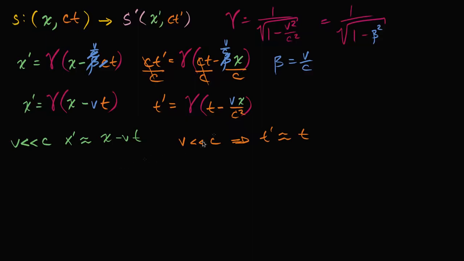So hopefully this starts to give you a little bit of intuition. Start evaluating this. Evaluate this for v's in our everyday life, and then see what happens when v starts to approach 0.8 times the speed of light, 0.9c, 0.99c. Think about what happens to the Lorentz factor, and hopefully you'll get an appreciation for how this whole thing behaves.